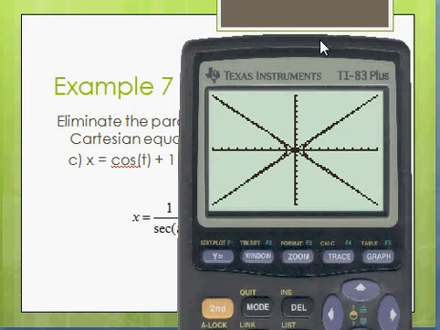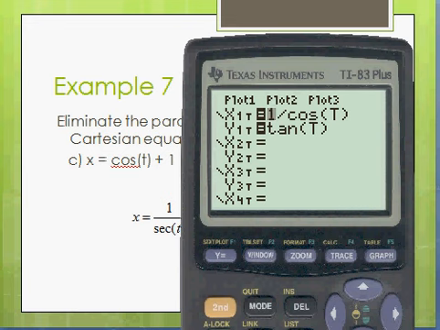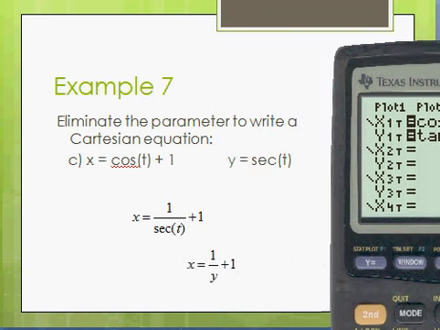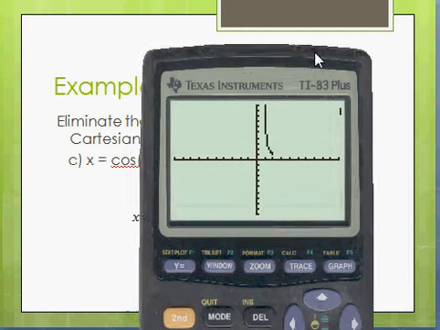Well, again, for more practice on how to graph these things, let me go to the calculator and see what this looks like. So x is going to be cosine t plus 1. And then we're going to let y be secant t. So that's 1 divided by cosine of t on our calculator. We just graphed one that was trig, so the window should be set.